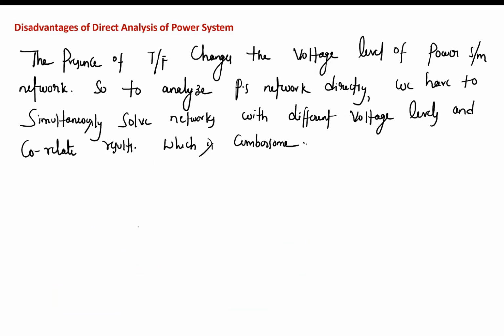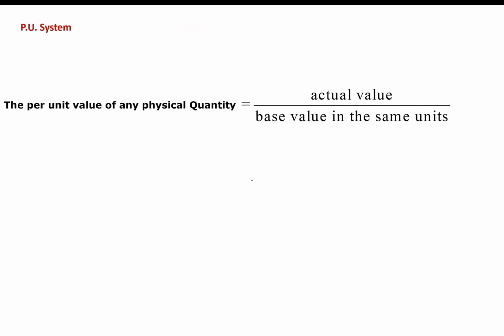To avoid the difficulty created by the transformer, and to bring down the entire network to a single voltage level, we go for the per unit system. So next, the important topic is the per unit system.